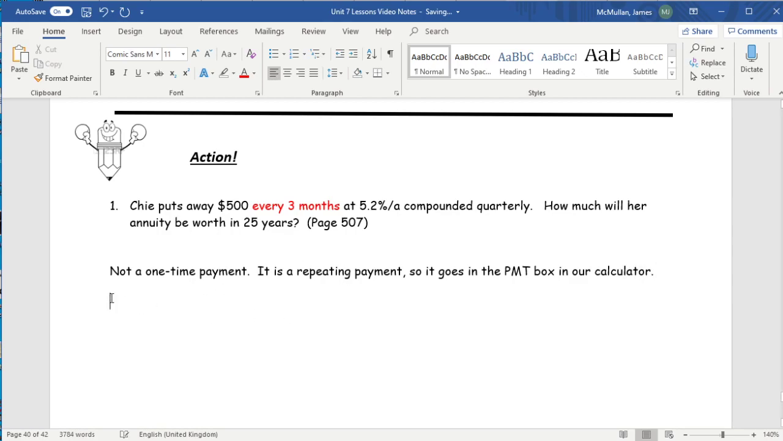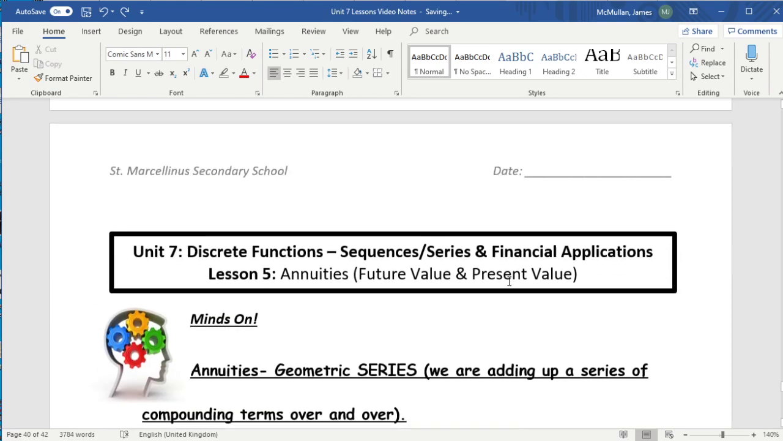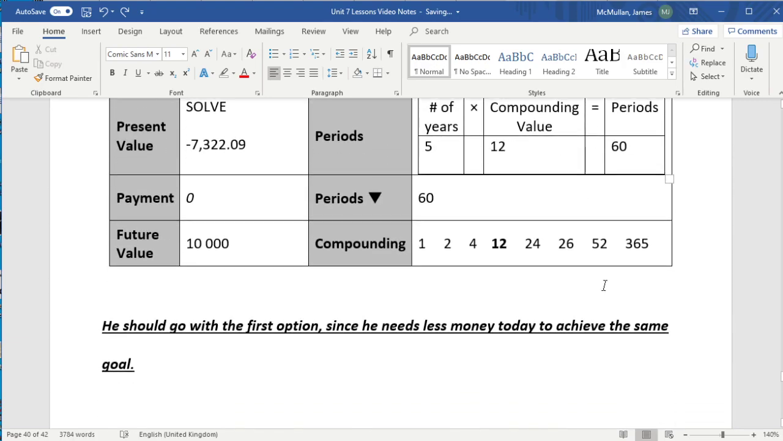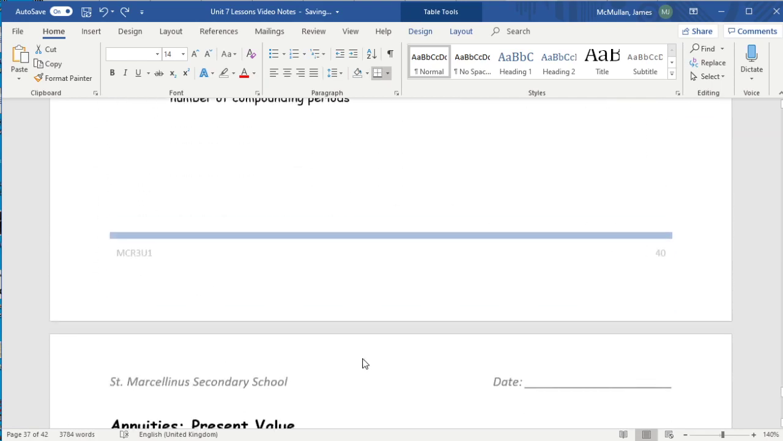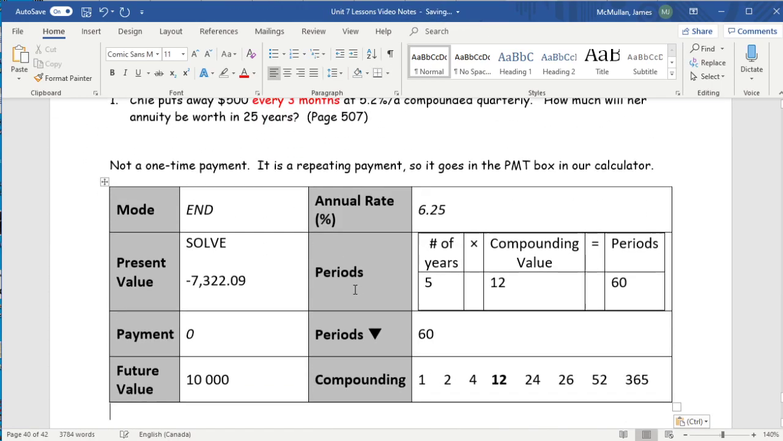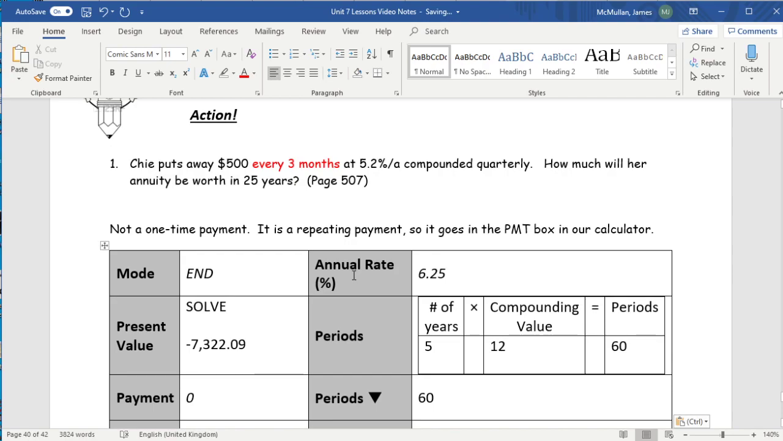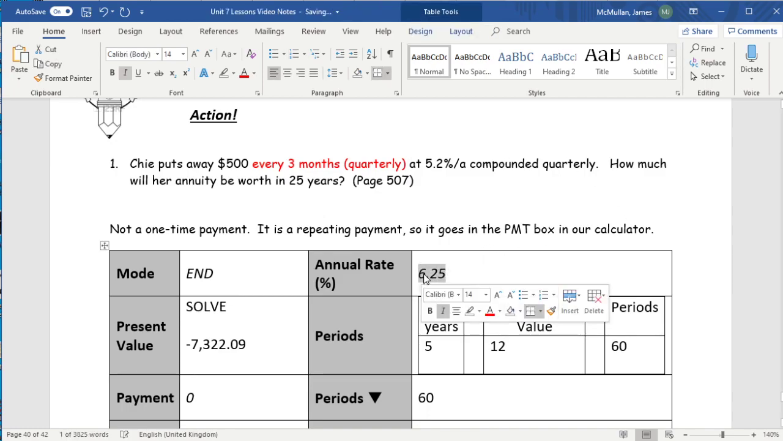So let's look at the box again. So use the same box for this. This is the advantage of doing it this way. Okay, so let's use the box. So, she puts away $500 every 3 months at 5.2% compounded quarterly. Now, of course, every 3 months is just another way of saying quarterly, right? Because that would happen 4 times a year. So that means quarterly.